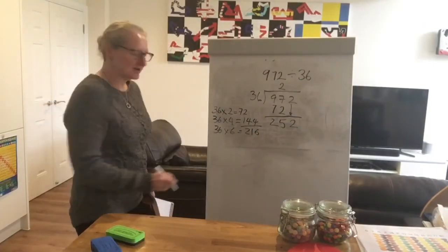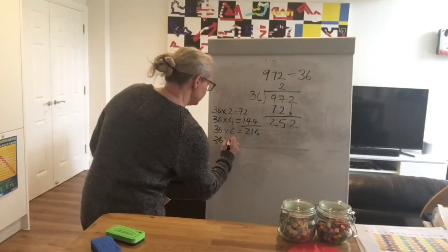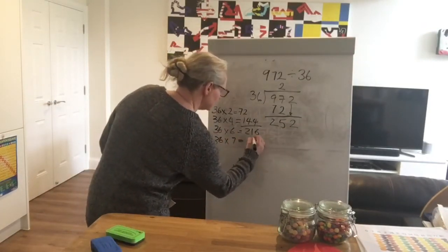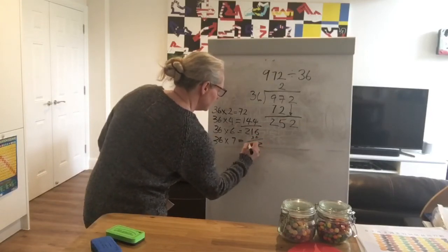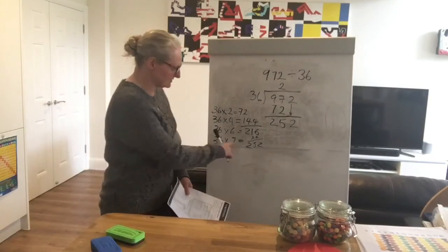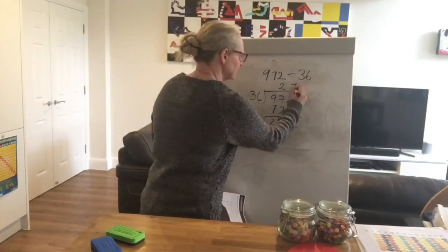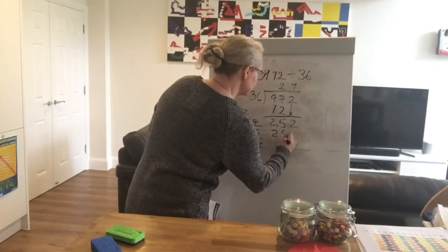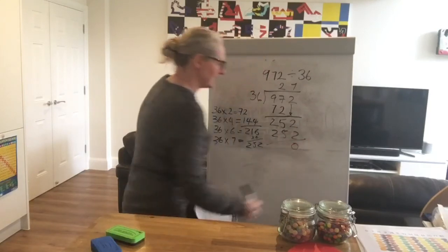I think I might get another one in here. So 36 times 7 is that time plus 36, so that's 216 plus 36, which is 252. So the answer is exactly 7. 7 times 36 is 252. I take it off and I get 0.